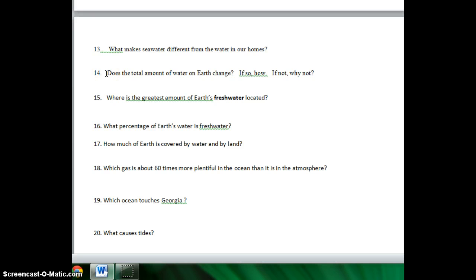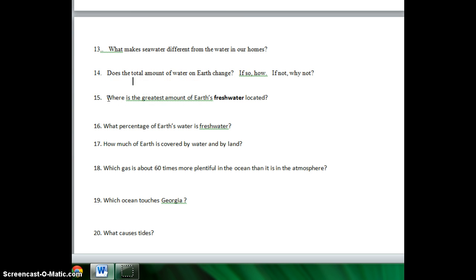And number 14, does the total amount of water on Earth change? If so, how? And if not, why not? The total amount of water does not change because of our water cycle. If it's evaporating in one area, it's coming down as precipitation in another.